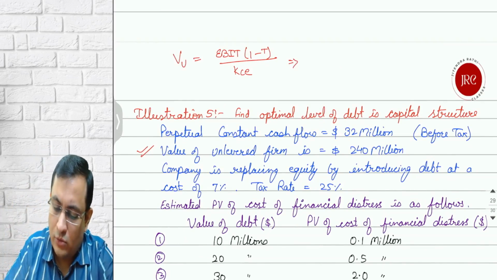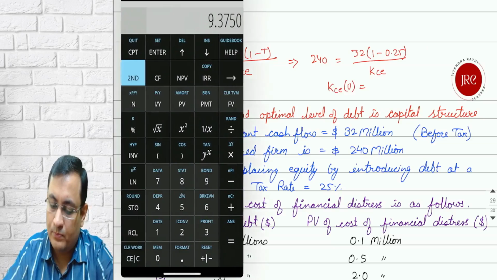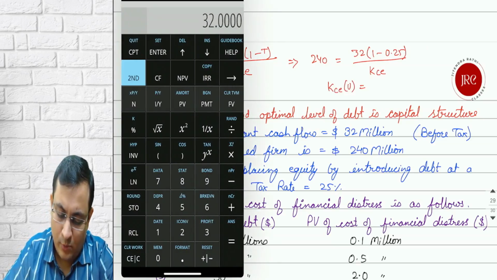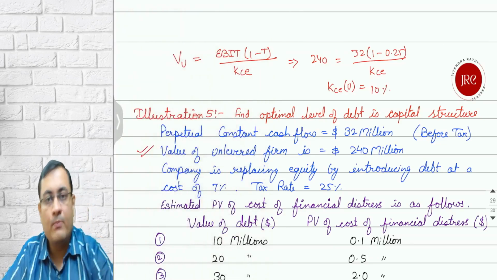So let's do the cost of equity calculation at least. 32 into 1 minus 0.25. This is going to give Ke. What is the cost of equity for an unlevered firm? It is equal to 32 into 0.75 divided by 240, which is 10%. That is your cost of equity.